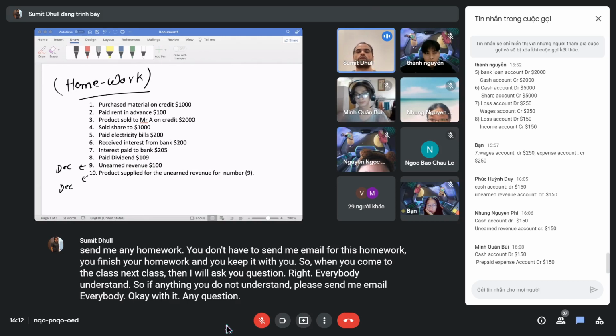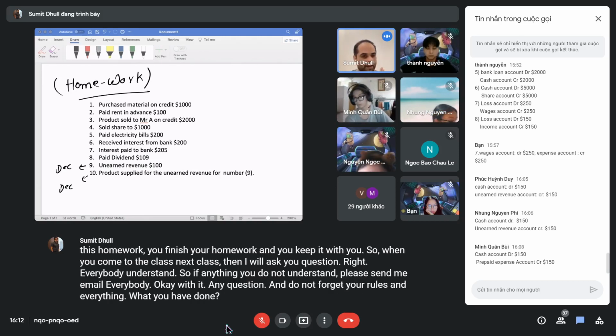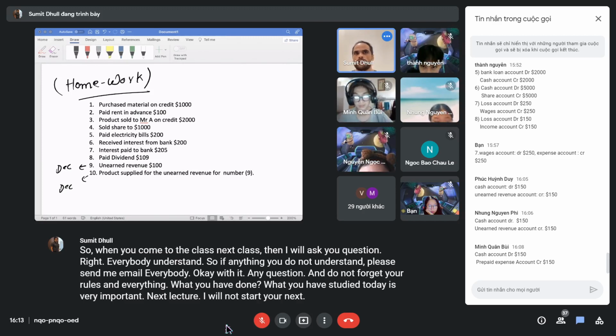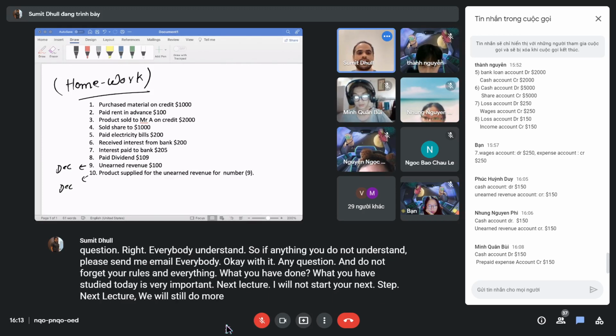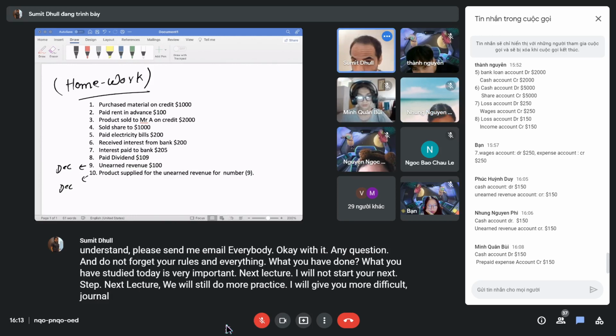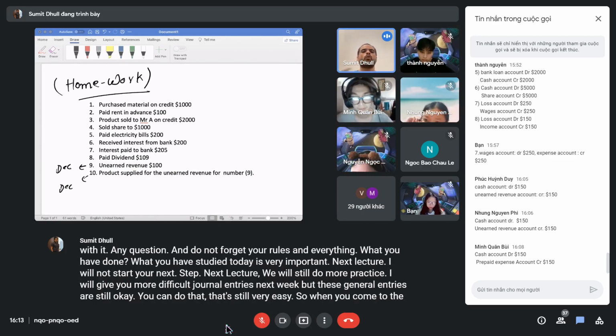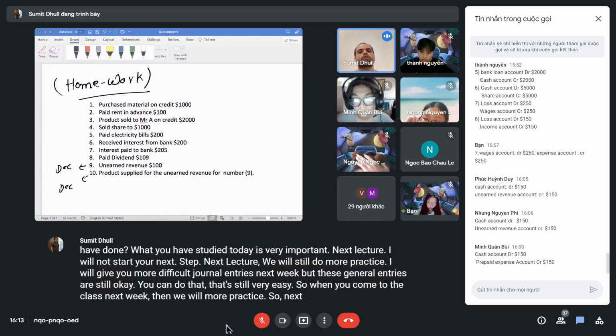And do not forget your rules. Everything you have studied today is very important. Next lecture, I will not start the next step. We will still do more practice. I will give you more difficult journal entries next week, but these journal entries are still okay. You can do that. That's still very easy. So when you come to class next week, we will do more and more practice.